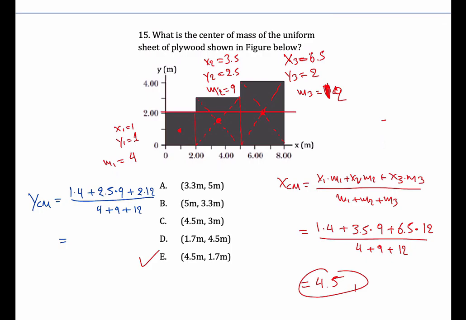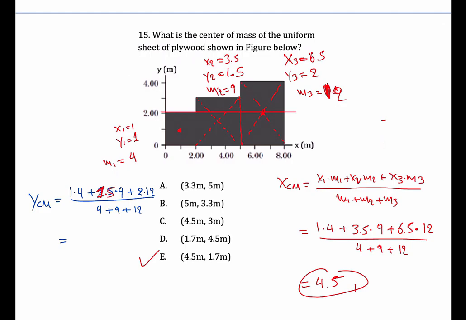Well, there is an issue at the givens. I made a mistake with the second object. The y2 is not 2.5. The y2 is 1.5 if we look carefully. So the y2 is 1.5, and I need to change this to 1.5 times 9.